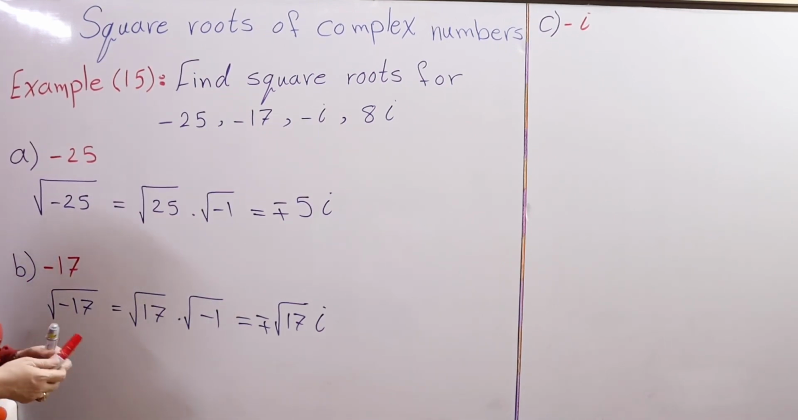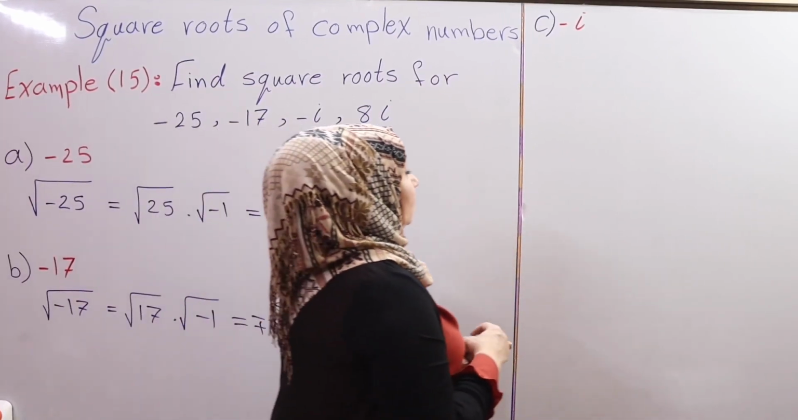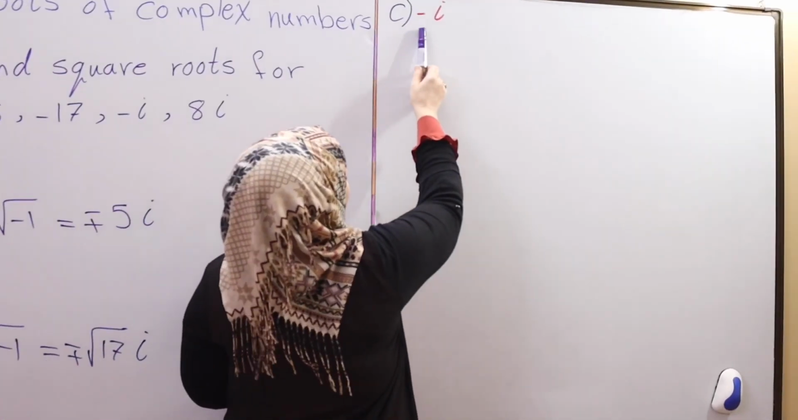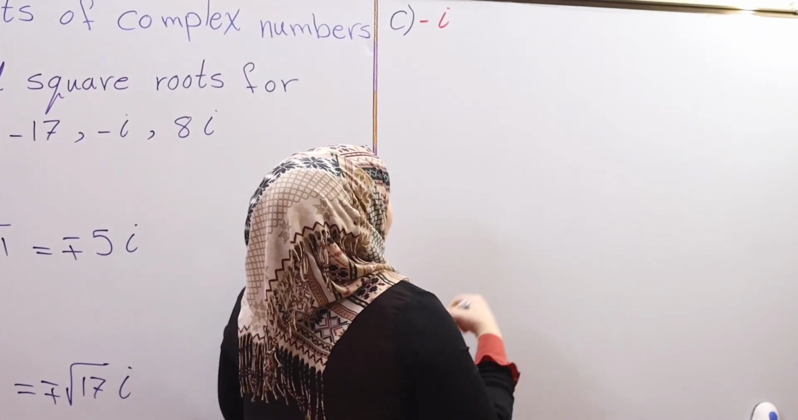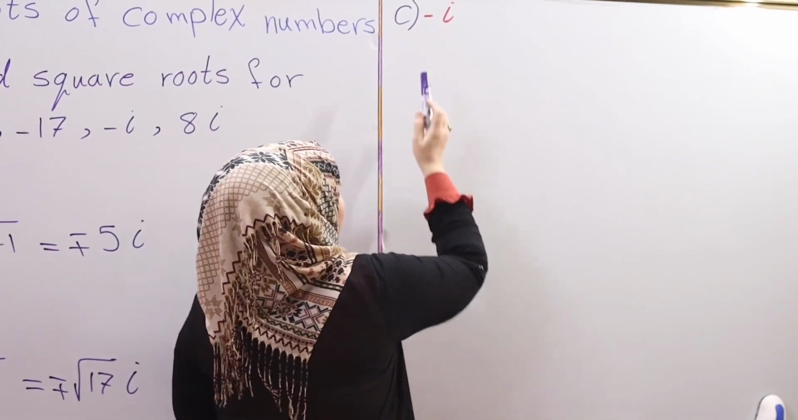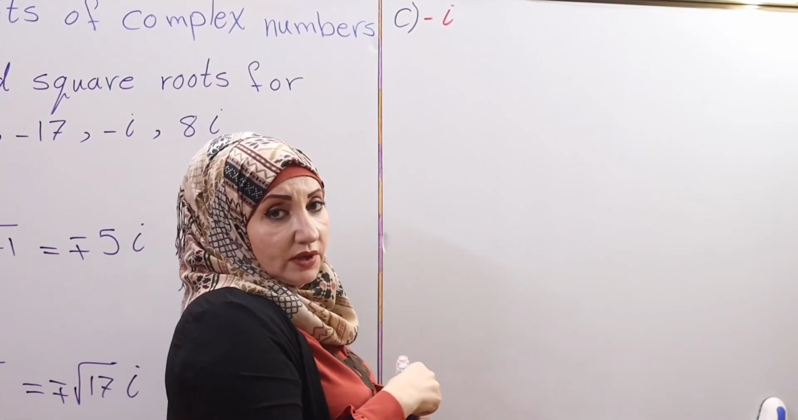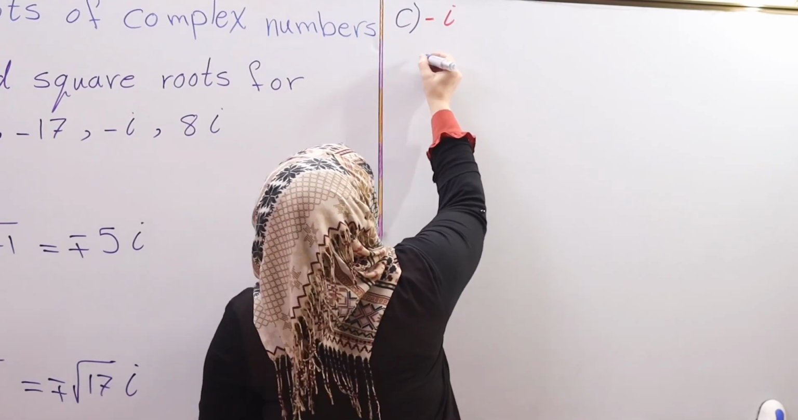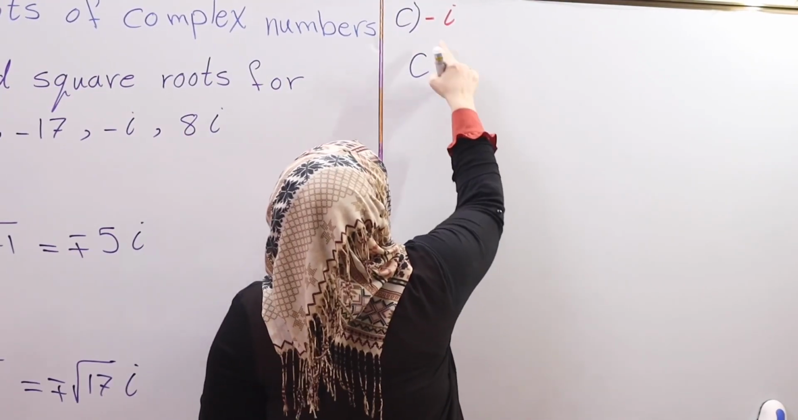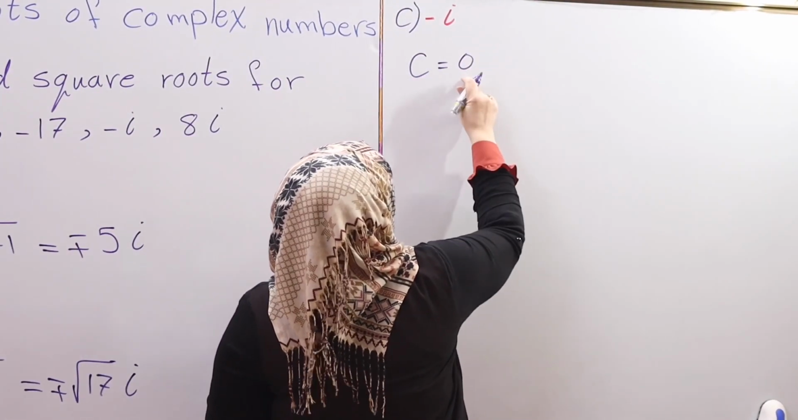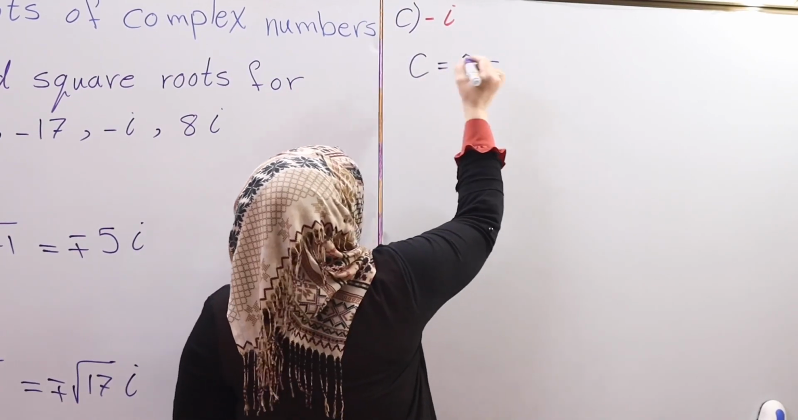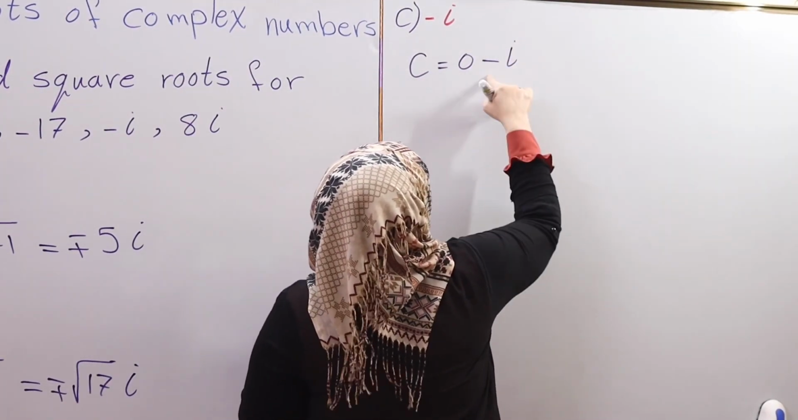Now section C. We see here we have negative i. That means we have a complex number. Its real part is 0 and its imaginary part is negative 1, because of the negative sign.